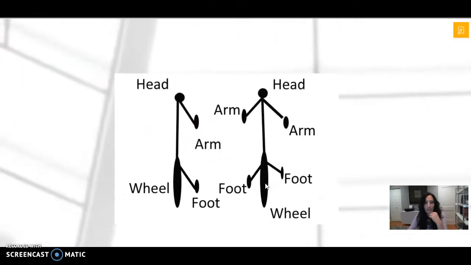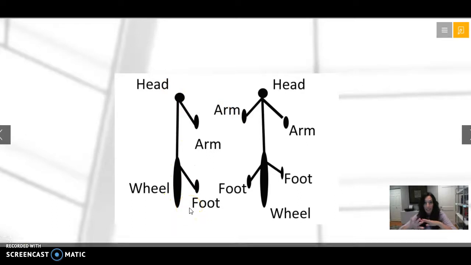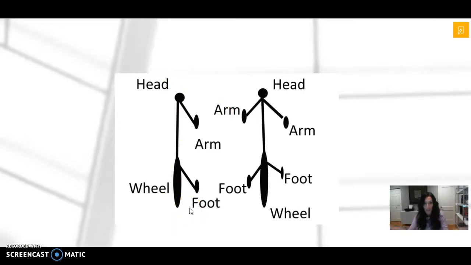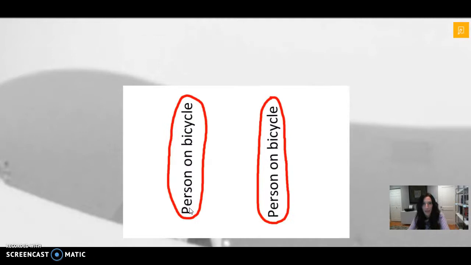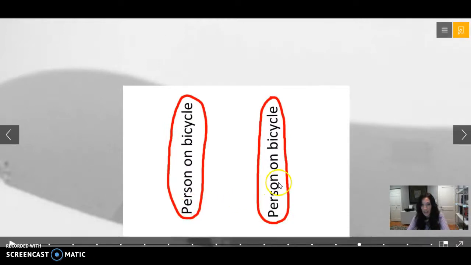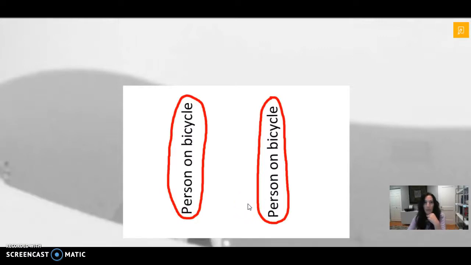So then it has something like this: head, arm, wheel, foot. Again, it's got rid of any other extra information and it's picking out the major points. And then it goes, oh, it's a person on a bicycle. And there's another person on a bicycle. So I'm seeing here two people on bicycles. Two separate people on two separate bicycles.